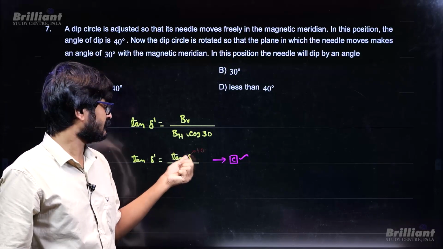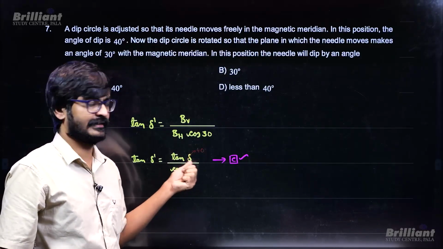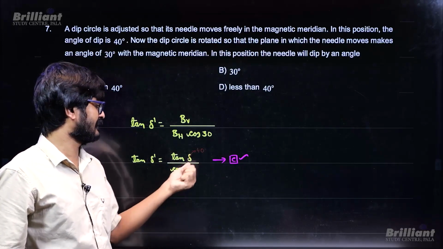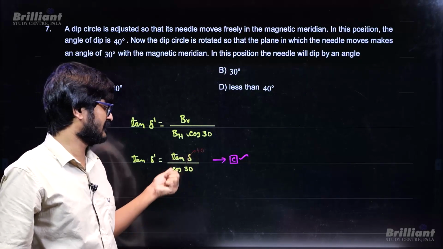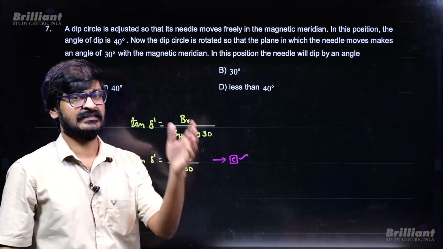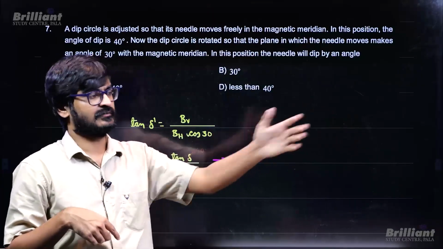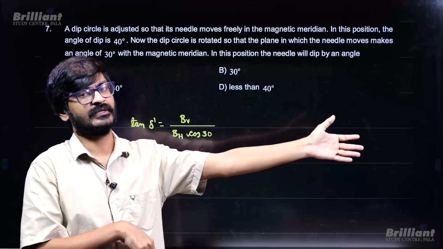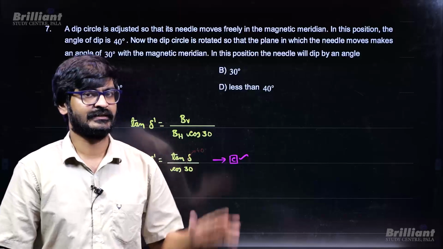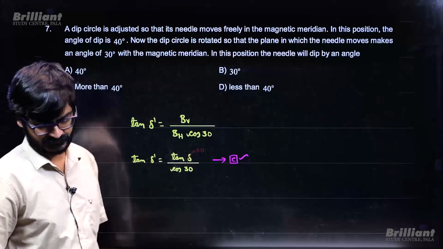Now, BV by BH is the actual dip angle, tan delta. This is given as 40, and they are asking what will happen to delta dash. Here you are dividing by something less than 1, so this is going to become more than 1. The other way of saying it is that delta dash is more. When you go to the other plane, the horizontal component is reducing but the vertical component remains the same, so the total magnetic field will point more towards the vertical. So the dip angle is going to become more.